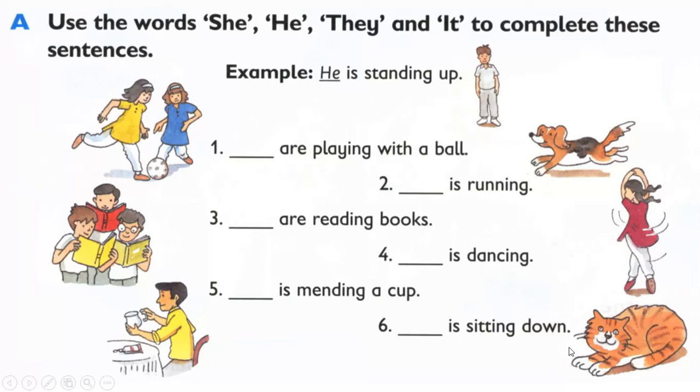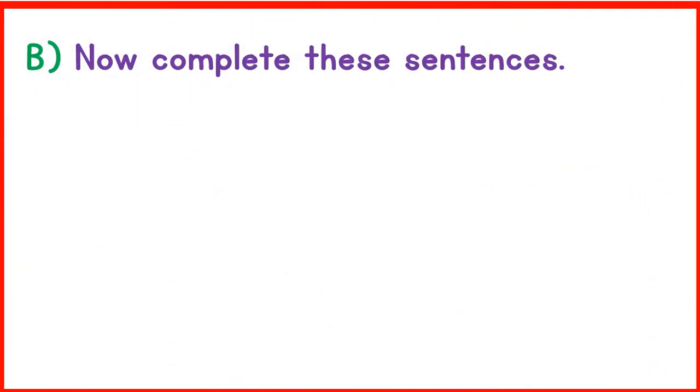Look at this picture. Number six. Sixth picture. This is a cat. Tell me what you put here. What word? She, he, they, or it? Yes, you are right. You use it here. It is sitting down. I hope you solve these blanks on your own, inshallah. Now comes question B. Complete these sentences.